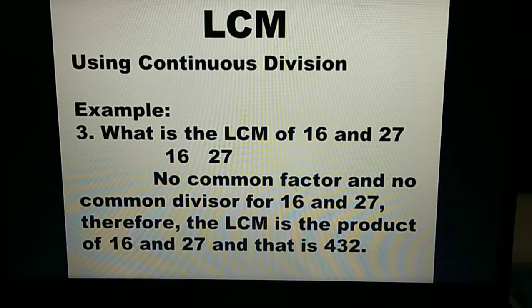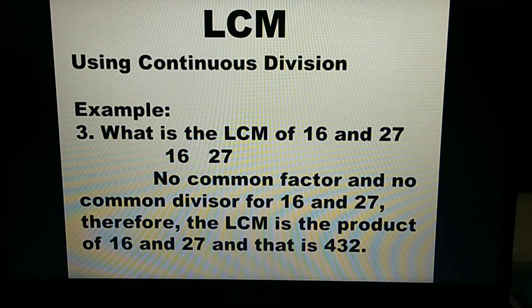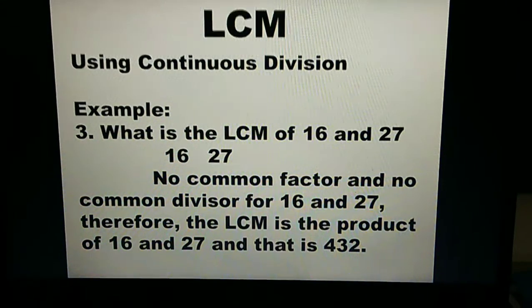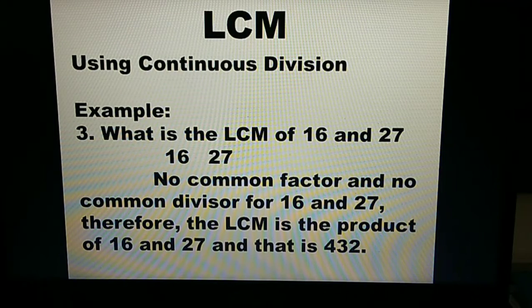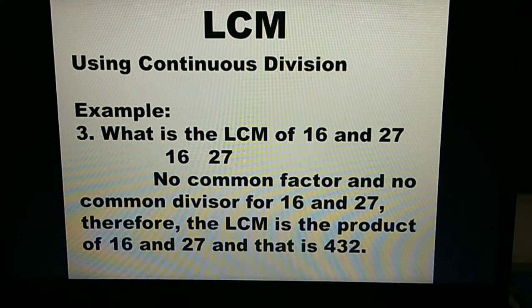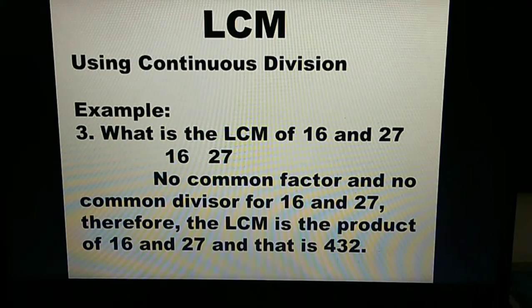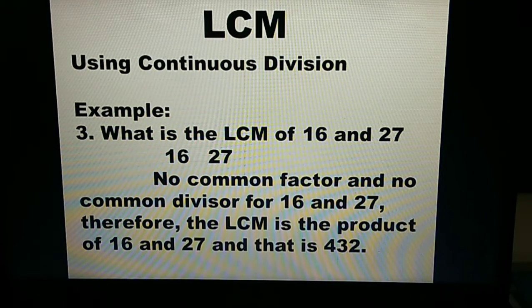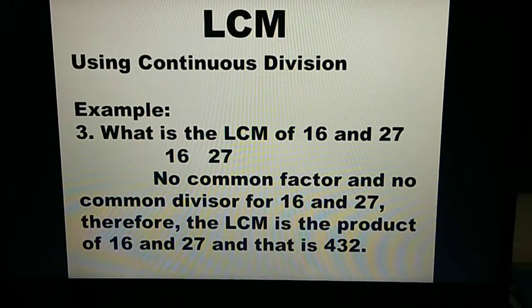What about the least common multiple of 16 and 27? As you can see, 16 and 27 have no common factor. We cannot divide these two numbers by 2. We cannot divide these two numbers by 3, 4, 5, 6, and so on and so forth. So, no common factor, no common divisor for 16 and 27. If that's the case, our LCM will be the product of the two numbers. That's why the LCM for 16 and 27 is 432.